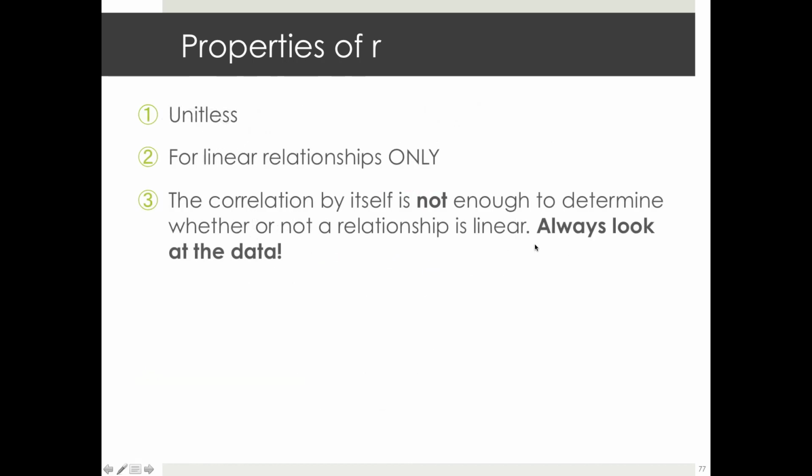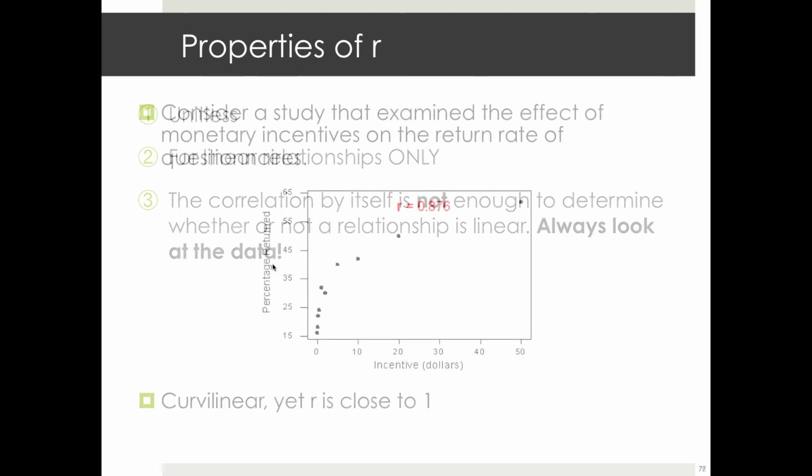So that's our second property. It's for linear relationships only. It's also unitless. Third property says that the correlation by itself is not enough to determine whether or not a relationship is linear. You always need to look at the data. So you might have a correlation value that looks very good, so to speak, but it's not going to tell you whether or not the relationship is linear.